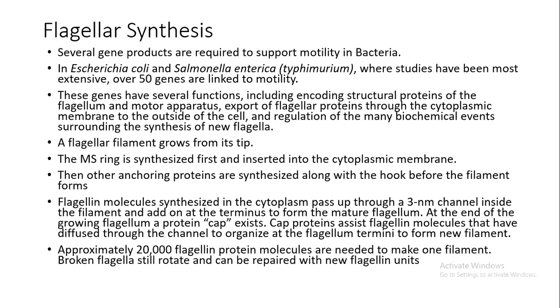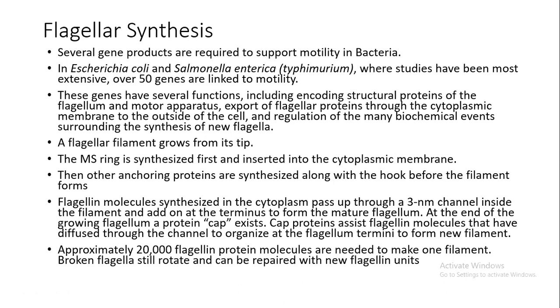A flagellar filament basically grows from its tip. During formation of the flagellum, first the MS ring is synthesized and inserted into the cytoplasmic membrane. Then other anchoring proteins are synthesized along with the hook before the filament forms. The flagellin protein molecules are synthesized in the cytosol and they pass through the narrow 3 nanometer channel inside the filament and are added at the end to form the mature flagellum.